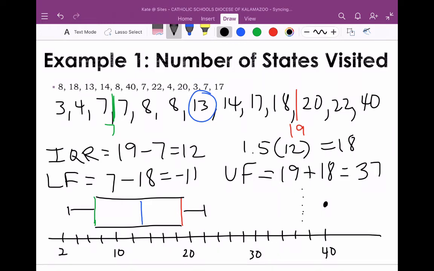So this is my box and whisker plot. I have my box with my whiskers, and then our outlier at 40. And we don't need the dots marking the fence, so that would be our box and whisker plot right there.